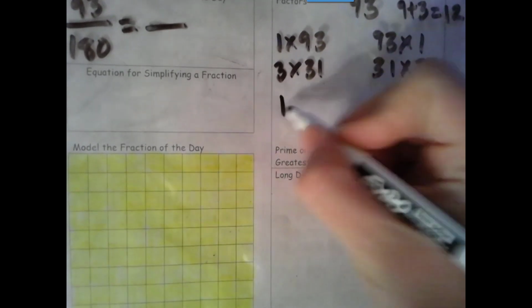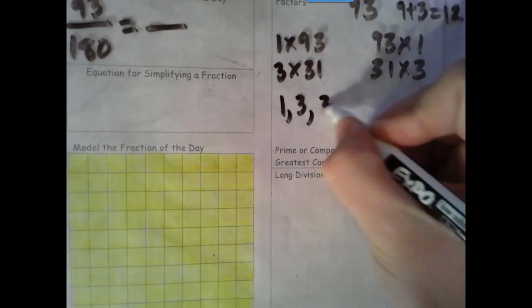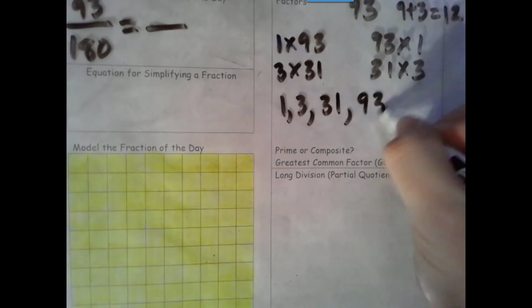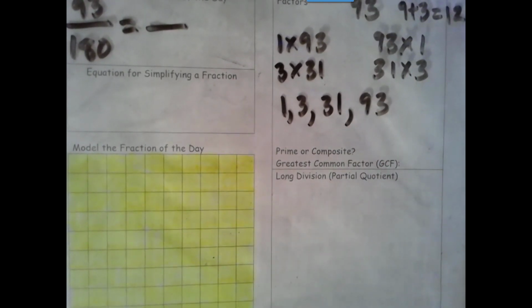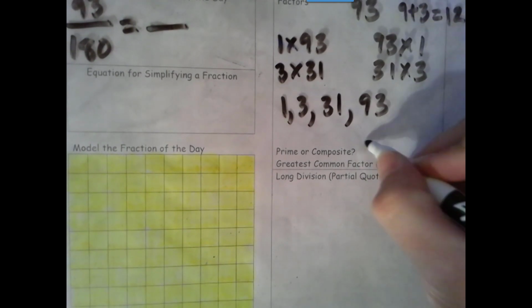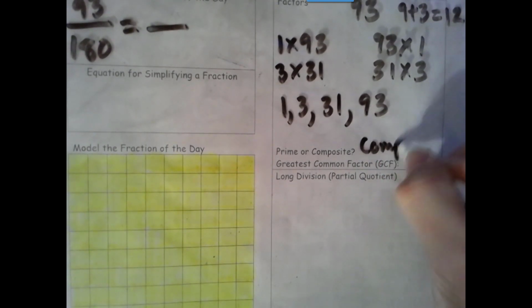Won't break down anymore. So let's list our factors from least to greatest. So we have 1, 3, 31, 93. We have 4 factors. That is more than 2 factors, so it is composite.